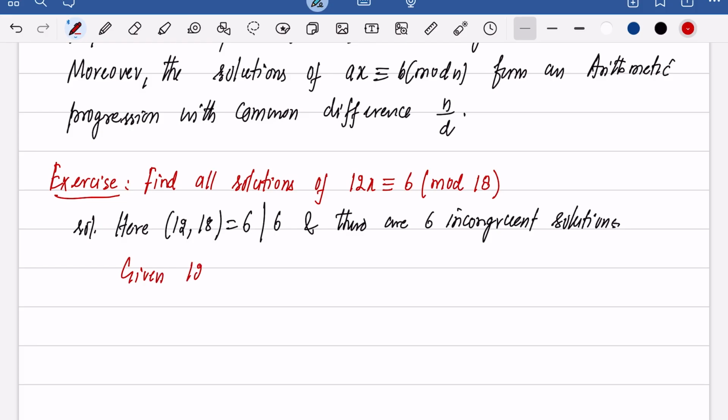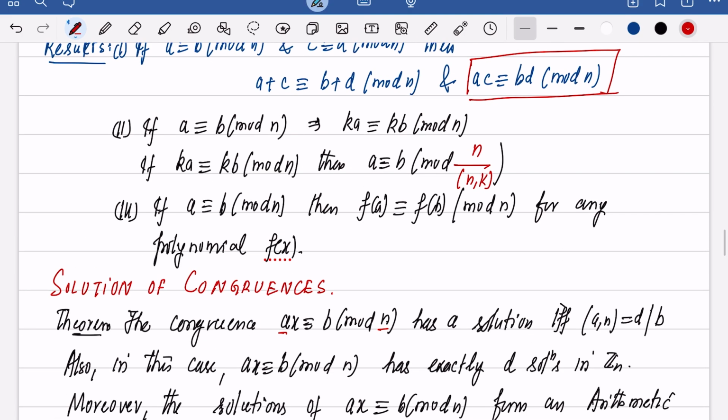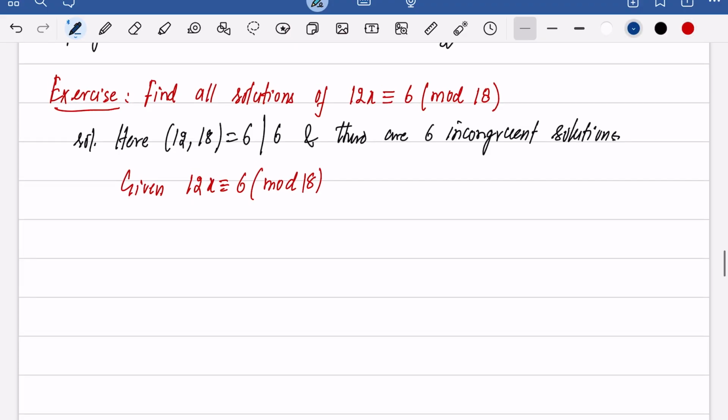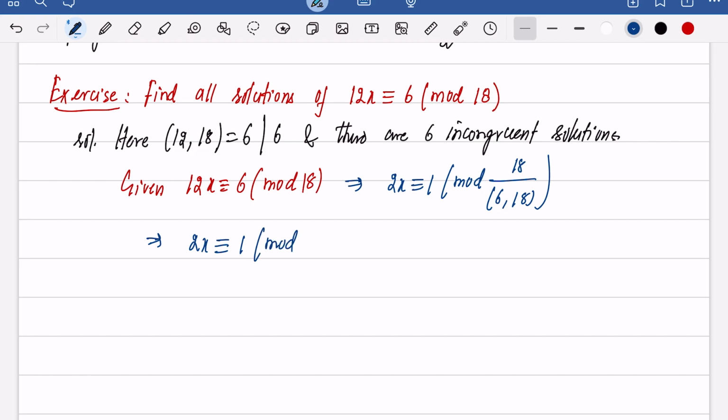So what we are given is 12x congruent to 6 modulo 18. Now 12 and 18 have GCD equal to 6. We will try to divide out this GCD using the property that ka congruent to kb mod n implies a congruent to b mod n divided by GCD of n and k. So dividing by 6, we get 2x congruent to 1 modulo 18 divided by GCD of 6 and 18. So this implies 2x is congruent to 1 modulo 18 divided by 6, that is equal to 3. In comparison to 12x congruent to 6 mod 18, this congruence is easier to handle.